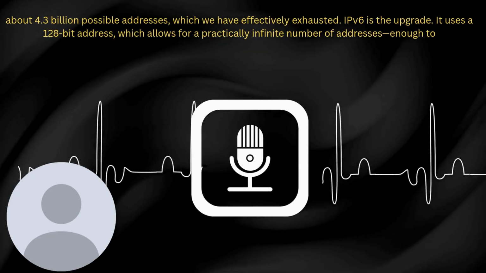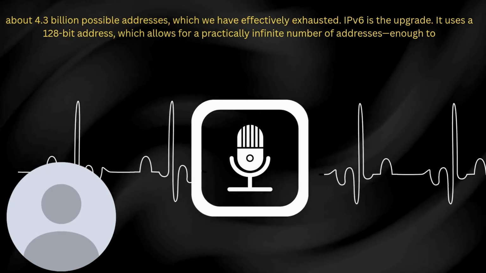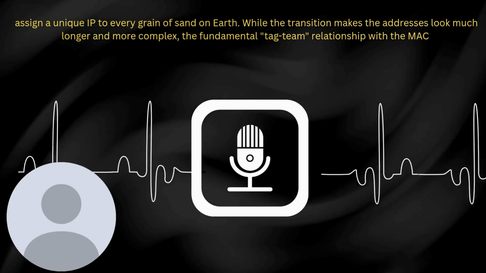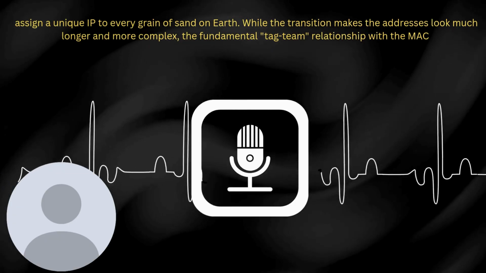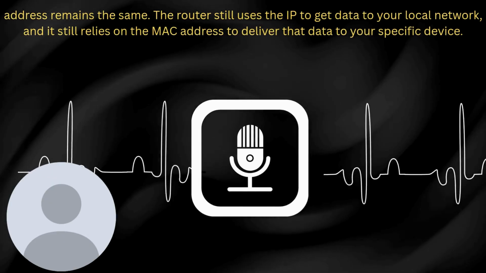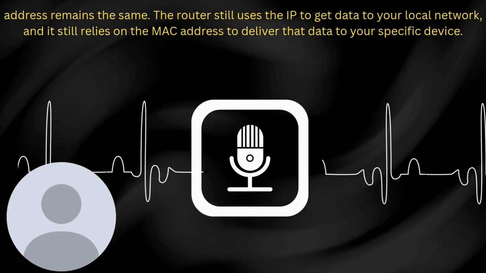IPv6 is the upgrade. It uses a 128-bit address, which allows for a practically infinite number of addresses, enough to assign a unique IP to every grain of sand on Earth. While the transition makes the addresses look much longer and more complex, the fundamental tag-team relationship with the MAC address remains the same. The router still uses the IP to get data to your local network, and it still relies on the MAC address to deliver that data to your specific device.